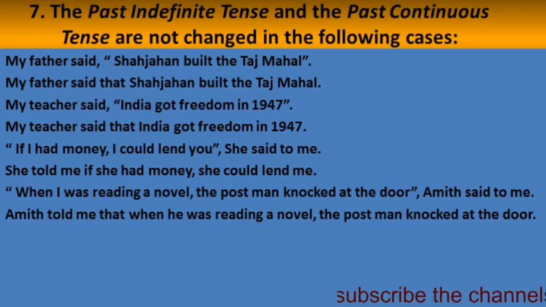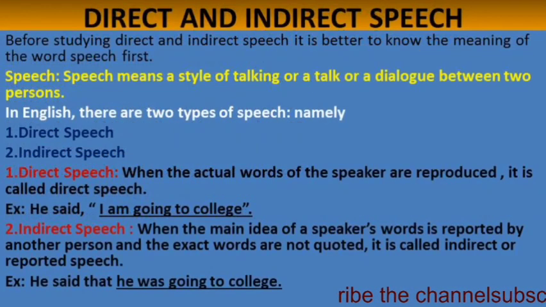And when you talk about something like, "When I was reading a novel, the postman knocked at the door," Amit said to me. Amit told me that when he was reading a novel, the postman knocked at the door. This is how in these types of sentences there won't be any changes made, because they remain the same, because they want to convey the meaning without any changes in it. Then look at some other.